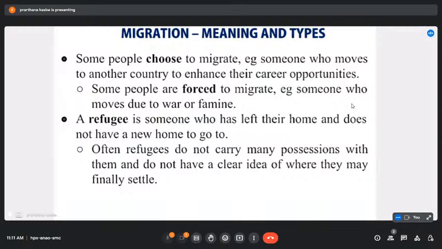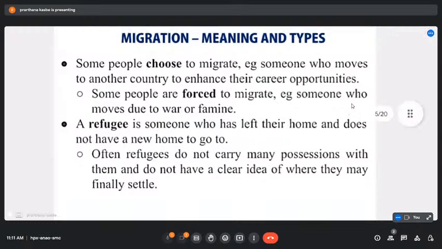That is the choose migrate. Some people are forced to migrate. For example, someone who moved due to the war or due to the famine condition. That is the forced migrate.